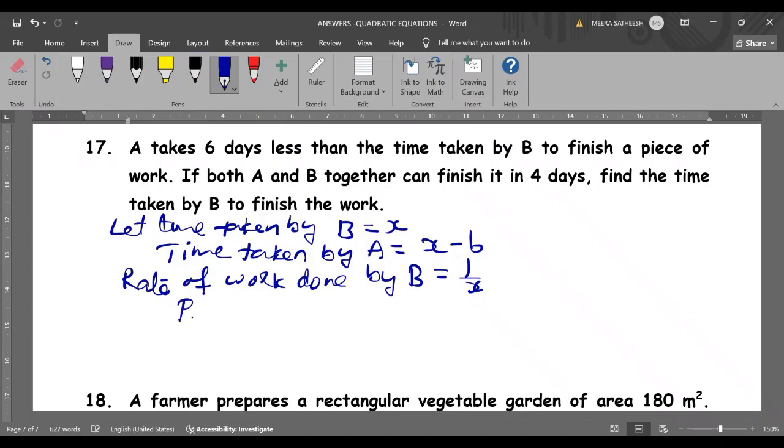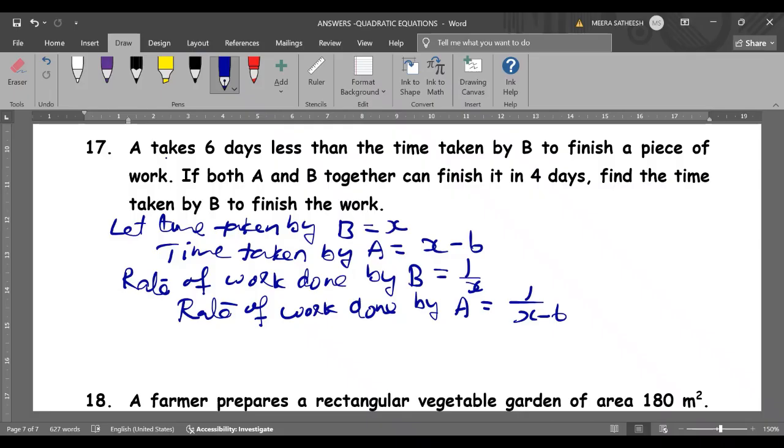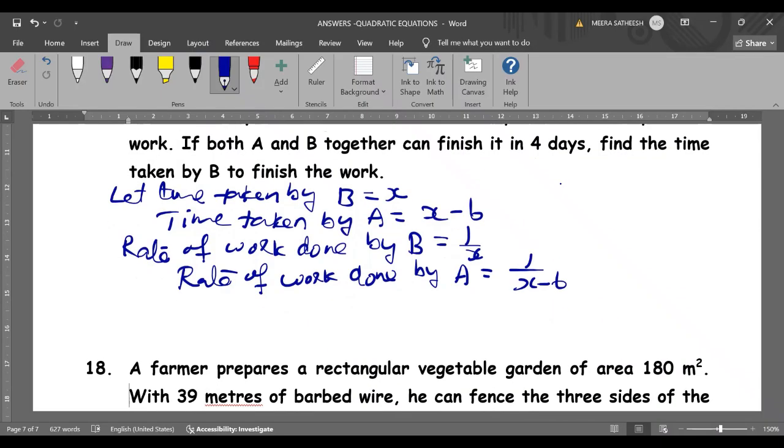And the rate of work done by A is 1 by x minus 6. So together in one day, how much can they do? 1 by x plus 1 by x minus 6, right? And here it is given that they can finish it in 4 days.